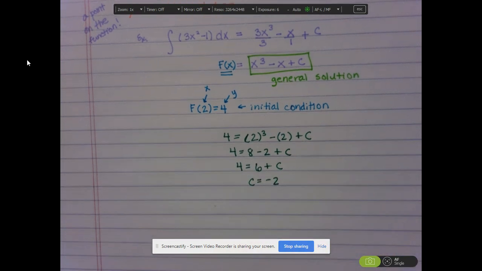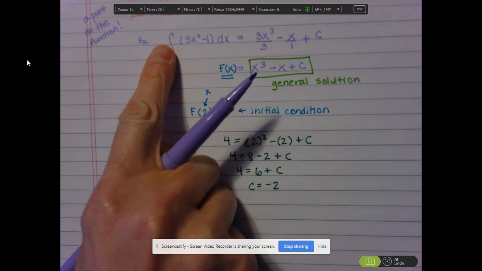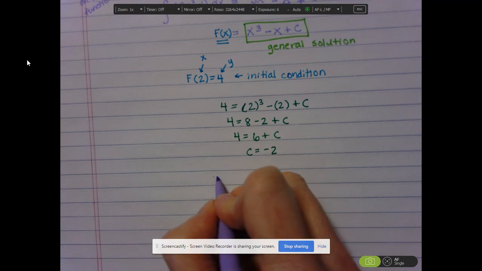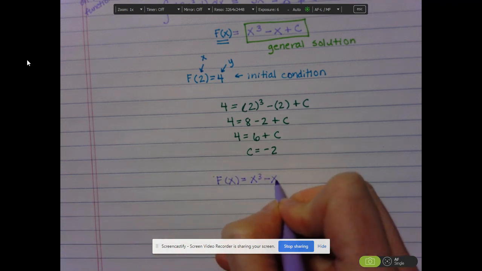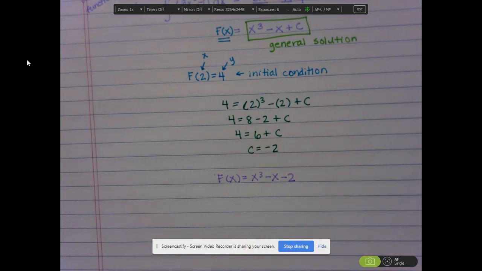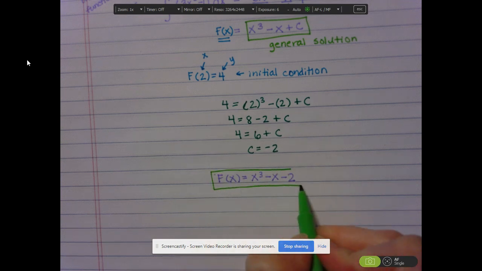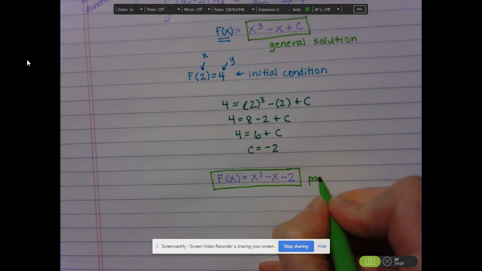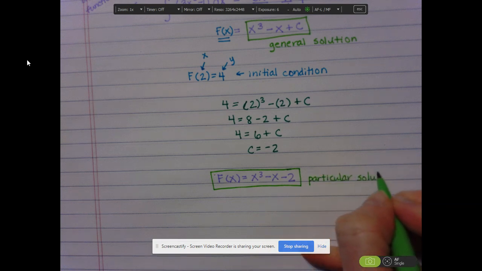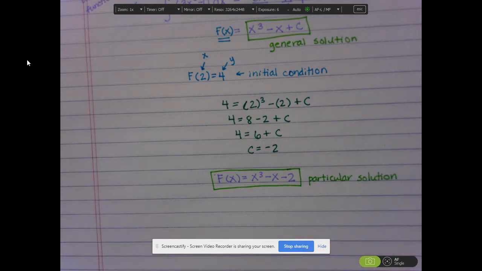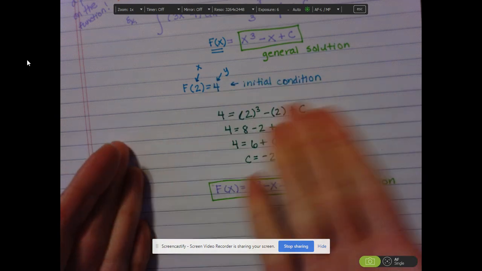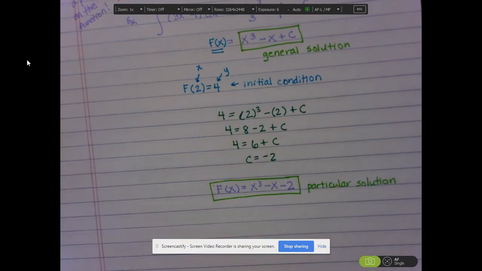c equals negative 2. So this particular antiderivative, with this specific point on the curve, has a particular solution, and we would say f of x is equal to x cubed minus x minus 2. So it's no longer just an antiderivative, it is the antiderivative given the fact that our function goes through the point (2, 4). So now we have a particular solution. It's just one step beyond what you were already doing with antiderivatives and indefinite integrals: you find that general solution, you're given some initial condition, you plug it into that function and find c.